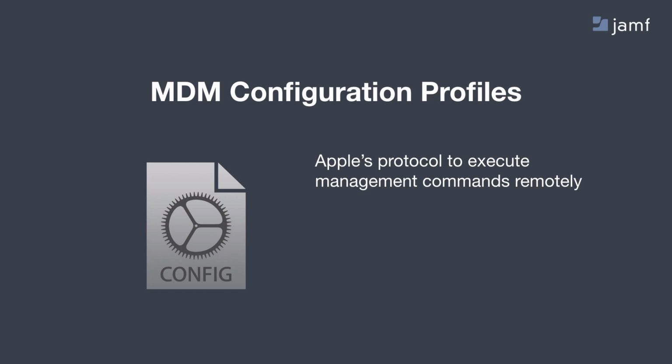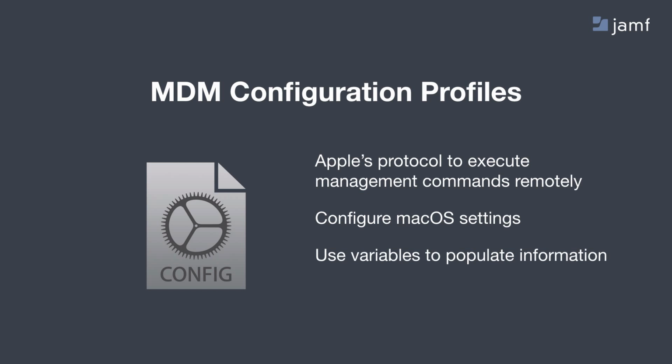MDM configuration profiles is Apple's protocol to execute management commands, configure macOS settings, and use variables to populate information. In its basic form, the server sends out push notifications to the device via Apple's push notification service. The device polls the server for a command in response to the push notification. The device performs the command, and the device contacts the server to report the result of the last command. Some of the configuration profiles include deploying Wi-Fi profiles, restrictions, FileVault encryption, and the list goes on.